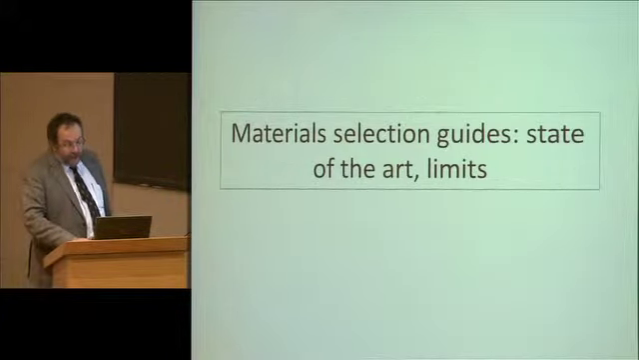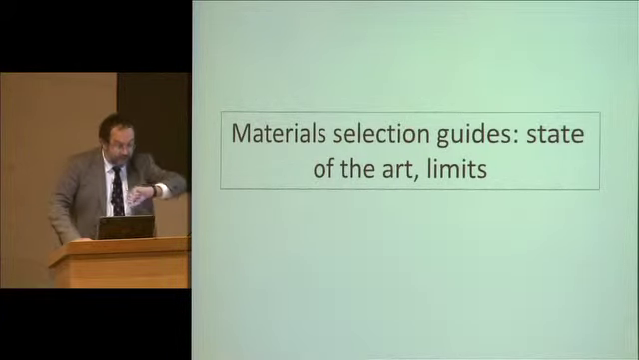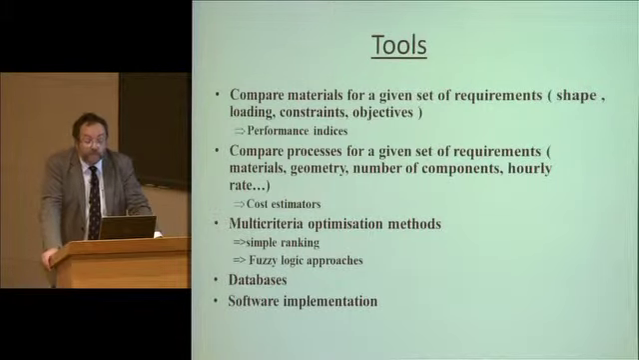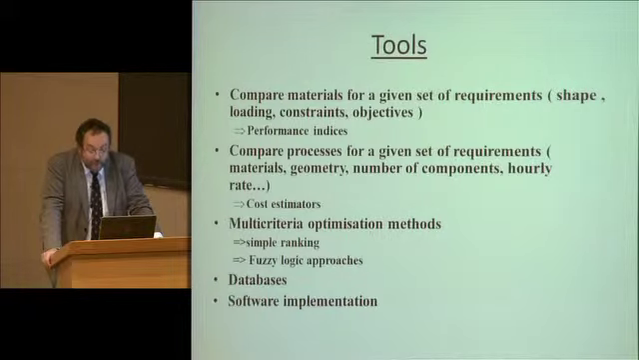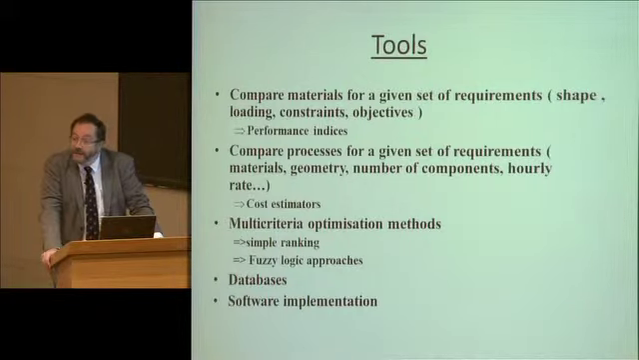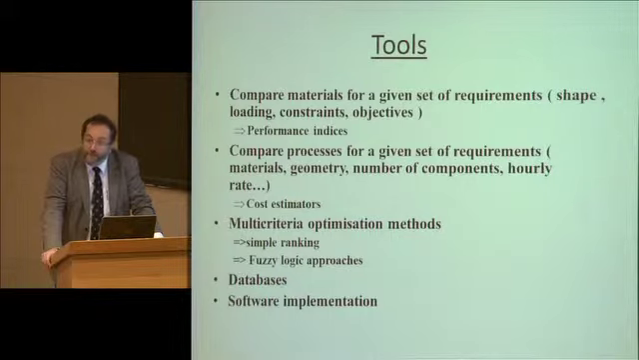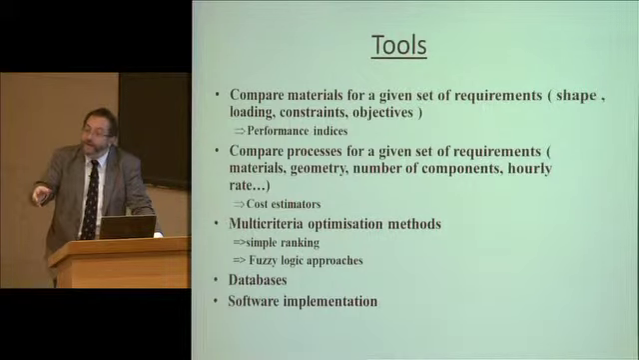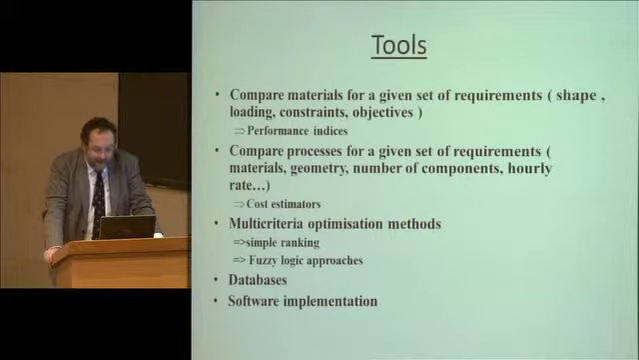So let's now have a look at the state of the art and the limitations. If we look at the tools to compare materials, you have the performance indexes. When you compare the processes, I'm just talking about estimation. I'm not saying how much the car door is going to cost. I'm not saying what the dimensions of the part are going to be. What I'm saying here is, based on the specifications, this material stands a better chance than that material.